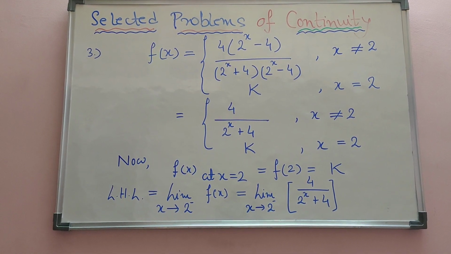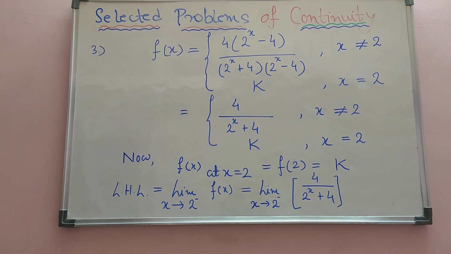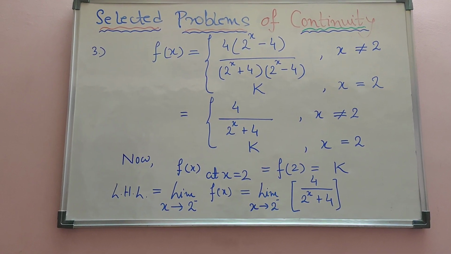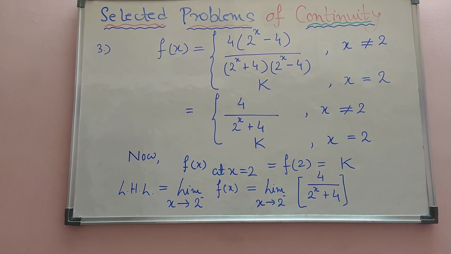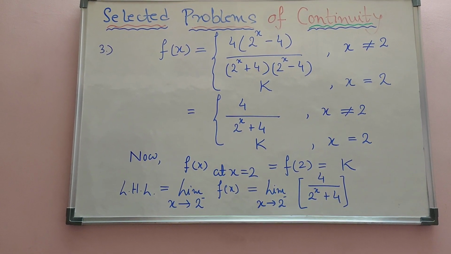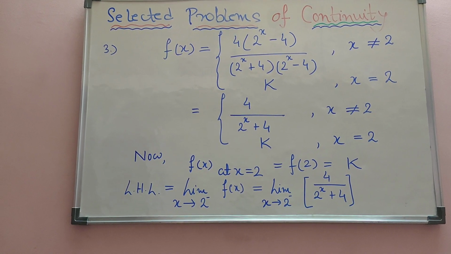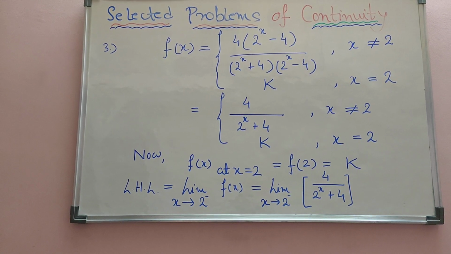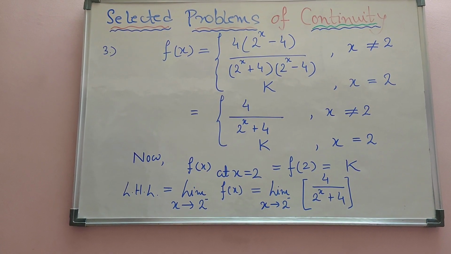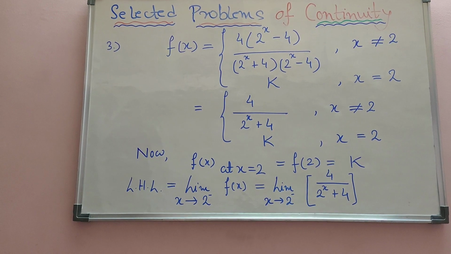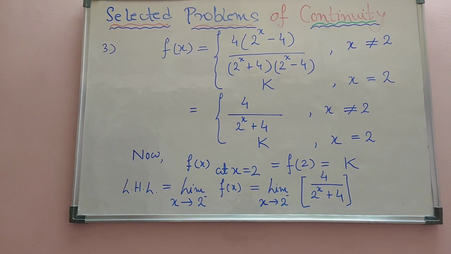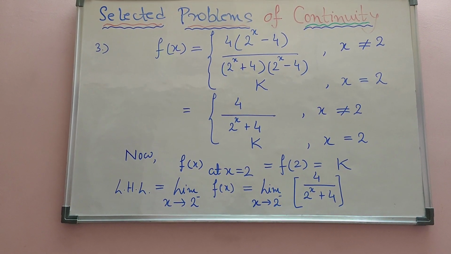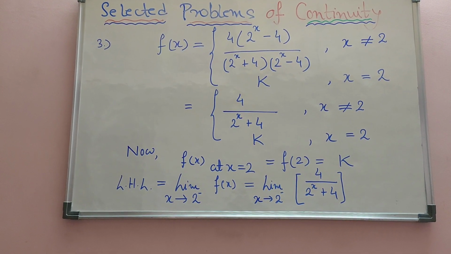We will make it 2 to the power 2 raised to the power x plus 4, into 2 raised to the power x minus 4. Now 2 raised to the power x minus 4 from the numerator and denominator will be cancelled out. So it becomes 4 upon 2 raised to the power x plus 4 if x is not equal to 2. And second is already given, f of x equal to k if x equal to 2. So now we will find f of x at x equal to 2. So it becomes f of 2, which is already given as k.